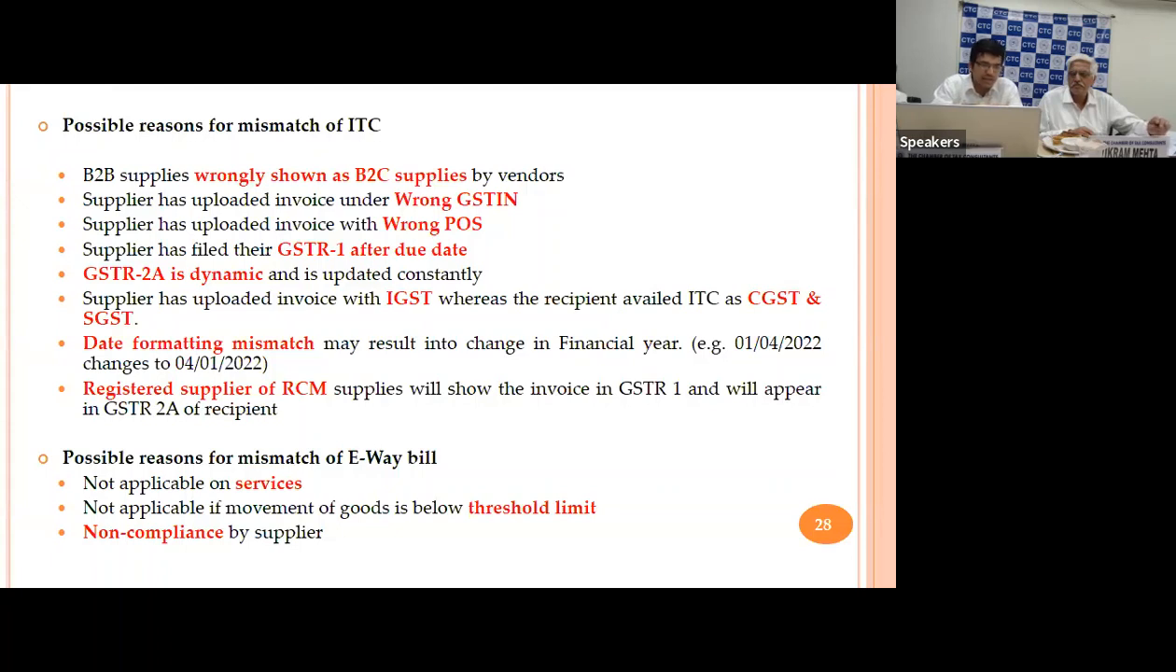As sir pointed out, GSTR-1 uploaded after the due date, they do not cover it under auto-populated. GSTR-2A, being dynamic, is updated constantly. Now suppose I have decided to file my GSTR-9 on 1st of December. On that day, table 8D may have a difference of say 50 lakh rupees. But if I had waited till 31st December, that difference would have come down, because I would have pushed my vendors and they would have filed more returns. So that being dynamic, the difference will always be there.